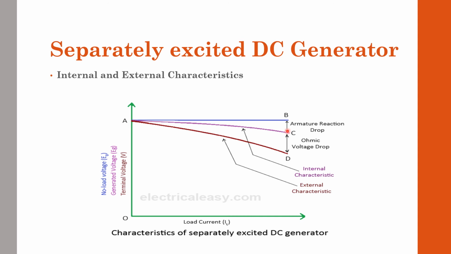Again, if I am applying the load and increasing the load current, what may happen to your external characteristics? Again, there will be some drop across your D plot. That is because of the armature resistance, the ohmic voltage drop IA into RA. Because of that, there is a drop over the plot. This is the internal and external characteristics of your separately excited DC generator.